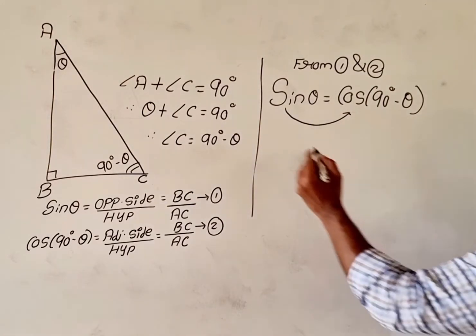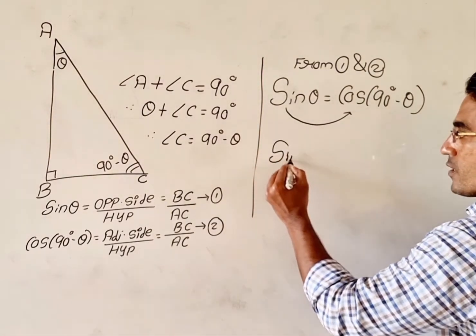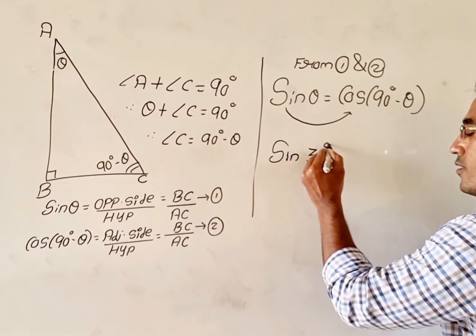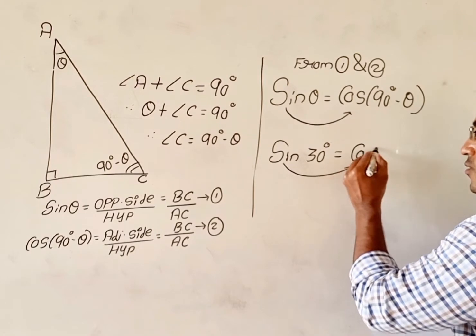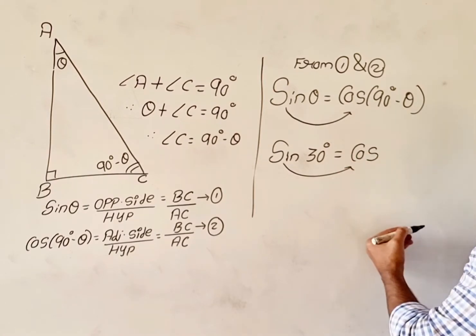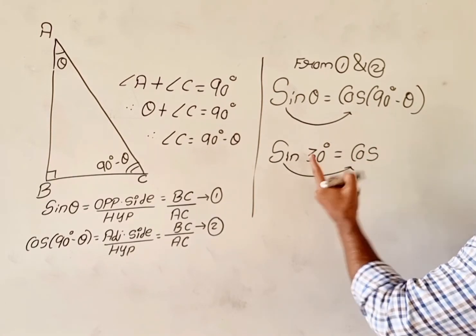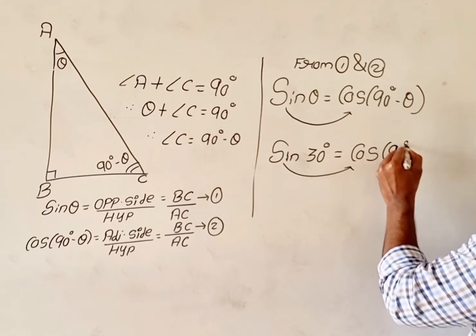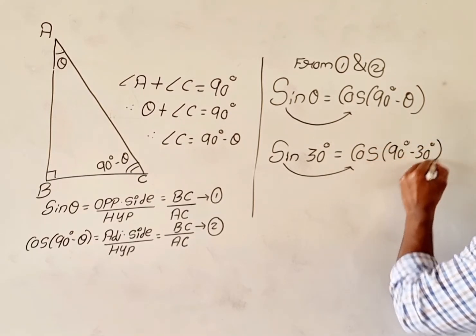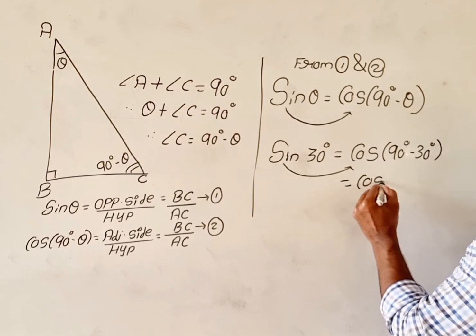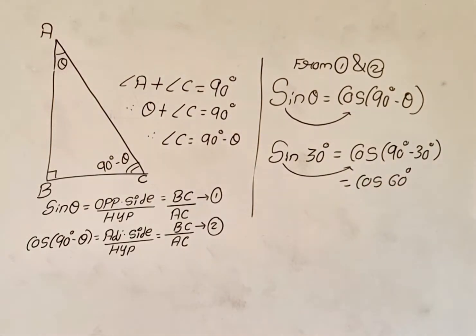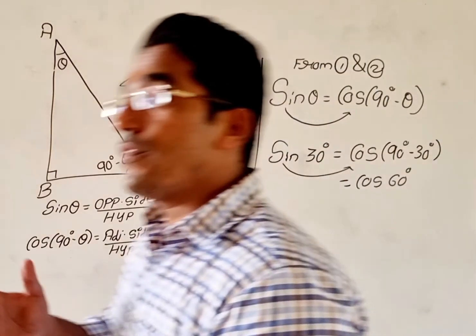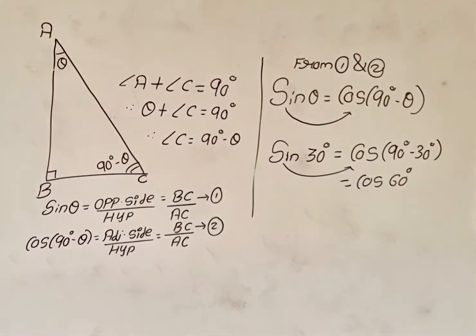Let's consider one angle. Sin 30 degree. This sin I have to convert into cos. What do I have to do? I have to just subtract the angle from 90 degree, that is 90 degree minus 30 degree. So I can say sin 30 degree is equal to cos 60 degree. We are going to take the help of this relation and see the next concept of trigonometric table.